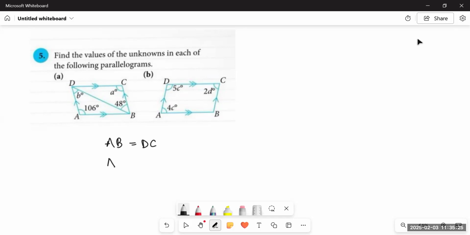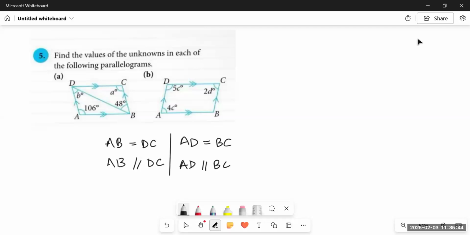Similarly, AB is also parallel to DC. Both are parallel and equal to each other. Similarly, if we talk about AD and BC, AD is also equal to BC and AD is parallel to BC.